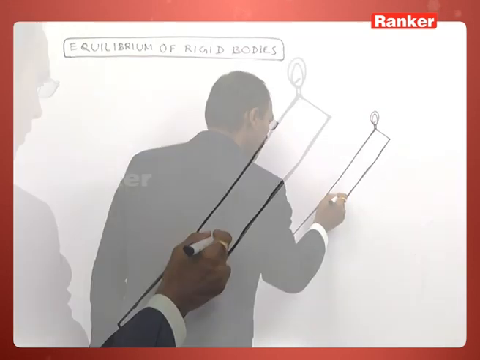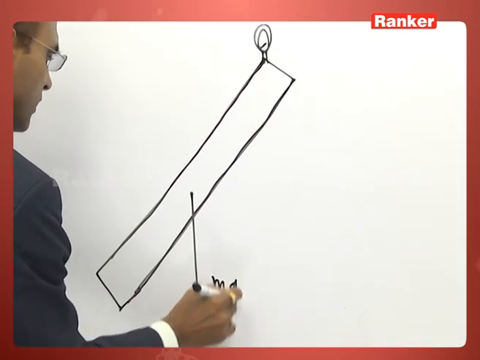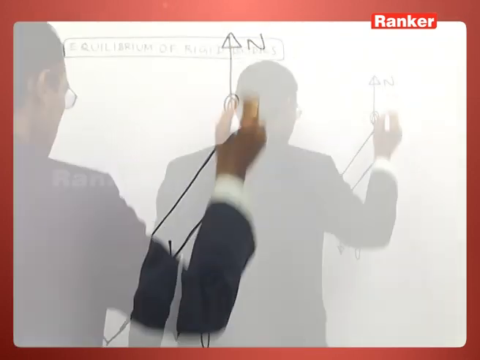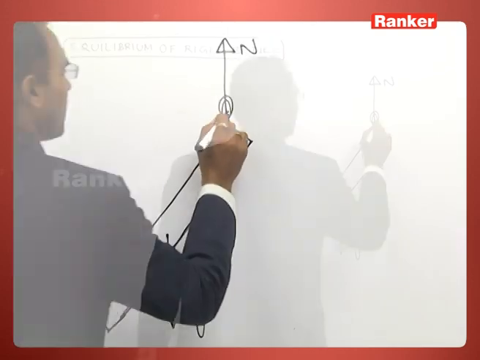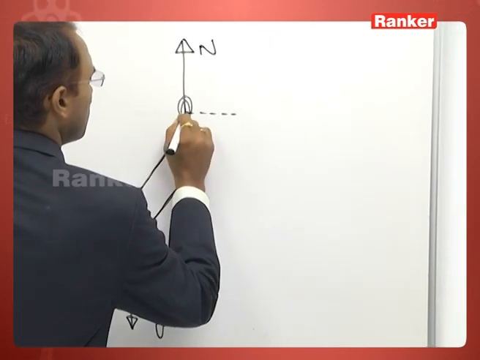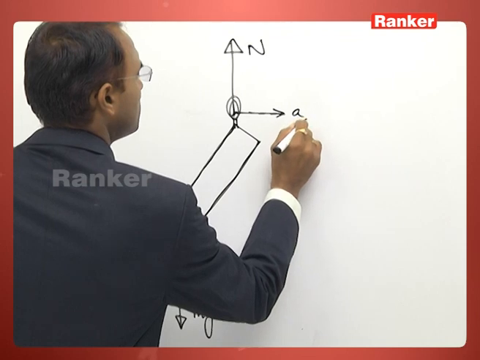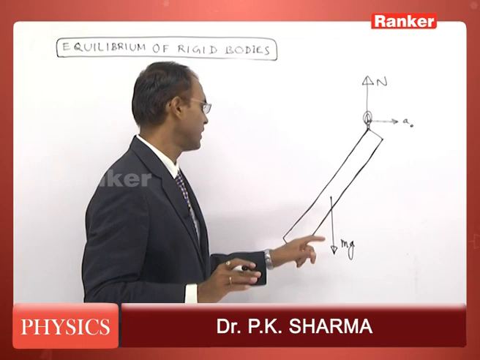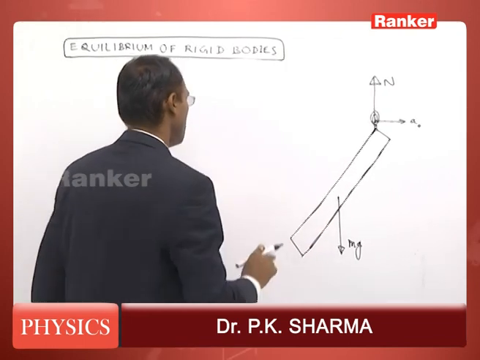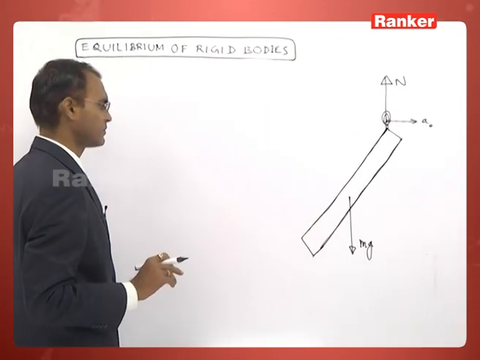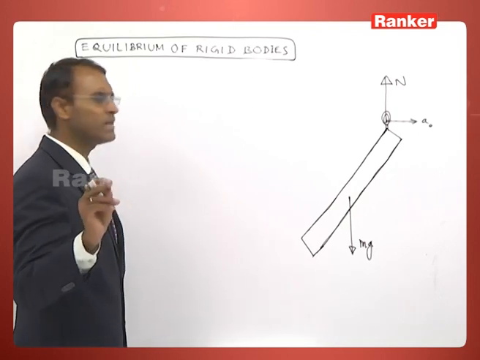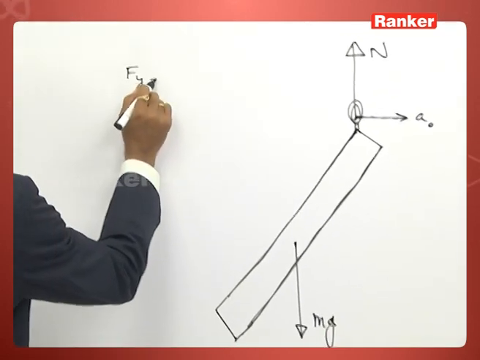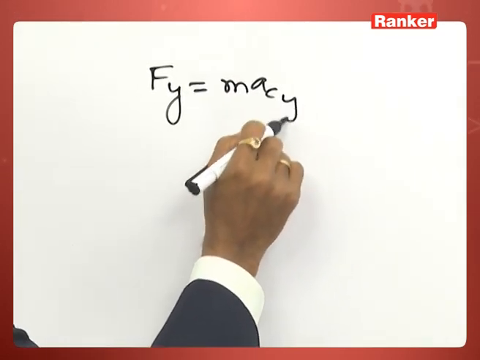If you draw the forces, gravity, normal reaction, and this point accelerates with constant acceleration. We know nothing at present except these two forces. With these two forces, we have written the force equation. Fy is equal to m acy.